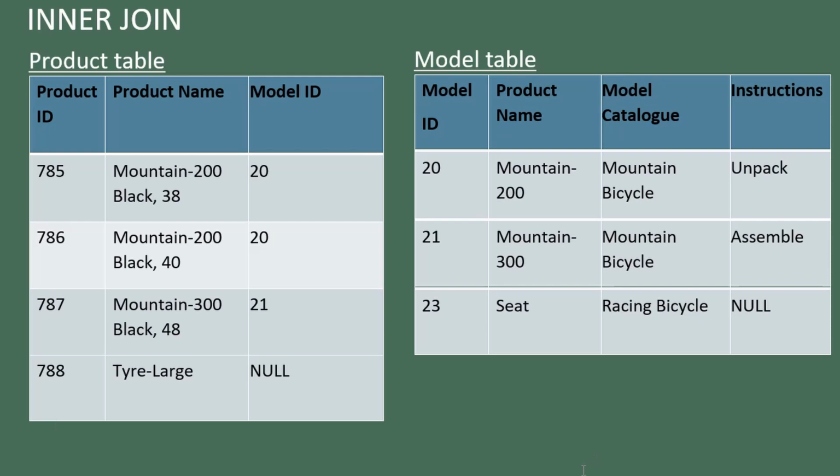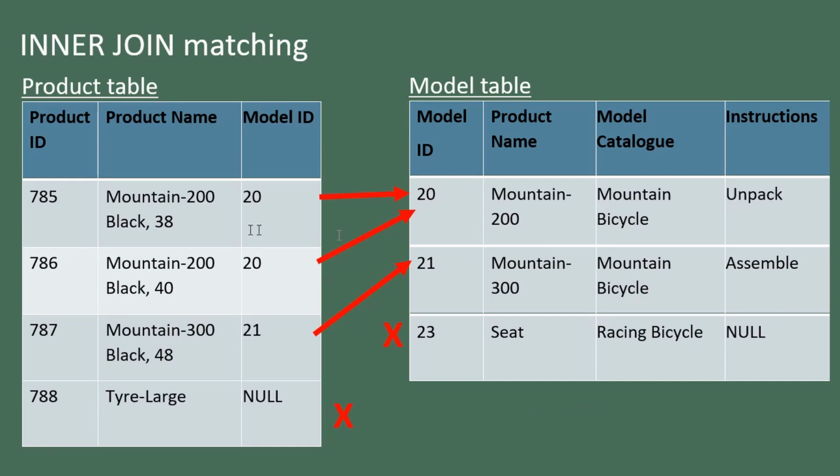So here we've got a diagrammatic representation of the two tables we've been working with, the product table and the model table. In the product table here we've got 3 records. 2 of them are linked to model 20, one's linked to model 21, one has no model at all. And in the model table, we've got a 20, a 21, and we've got a 23 here. And that 23 is a model that actually does not exist in the product table at all. So when we do an inner join, how do things match up and what is the result?